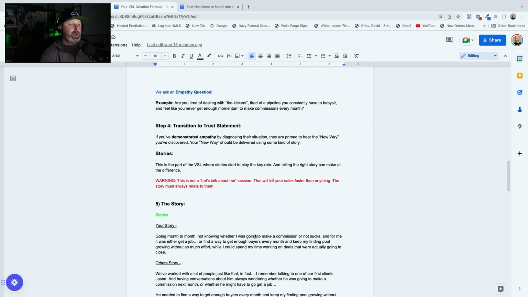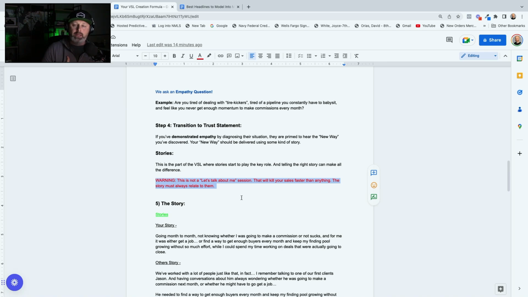All right, transition to trust. This is where we start replacing their bad story with our story. All right. So this is the part of the VSL where stories start to play the key role, and telling the right story. That's a big thing. Telling the right story can make all the difference. This is a big warning. Okay. This is not a let's talk about me session. Okay. You do not want to talk about you, and the story's all about you.